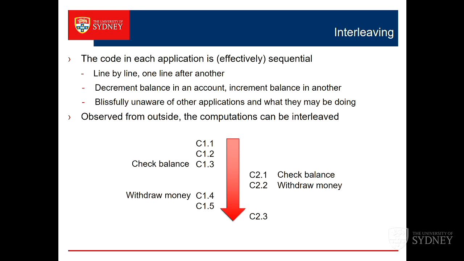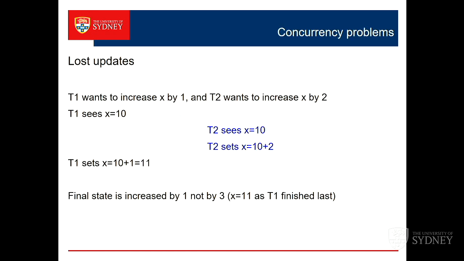But although his application code is correct, doing the right operations in the right order, because they're interleaved and operating on a shared resource, the interleaving can result in problems. There are a number of well-known such problems. There's the lost update problem.